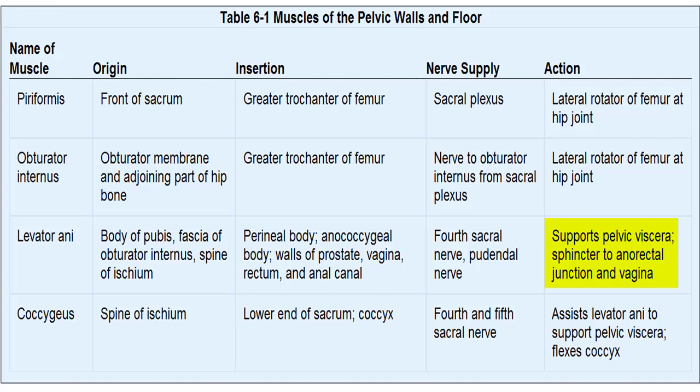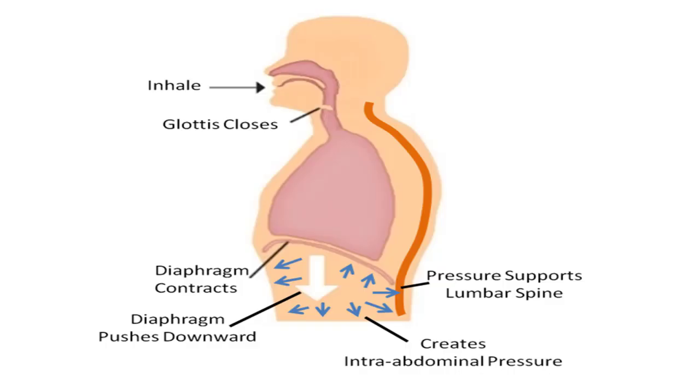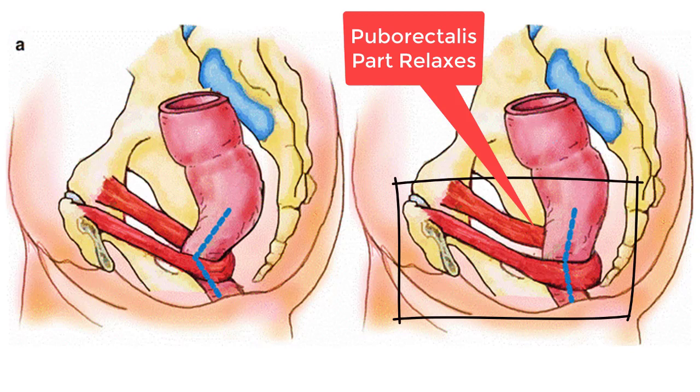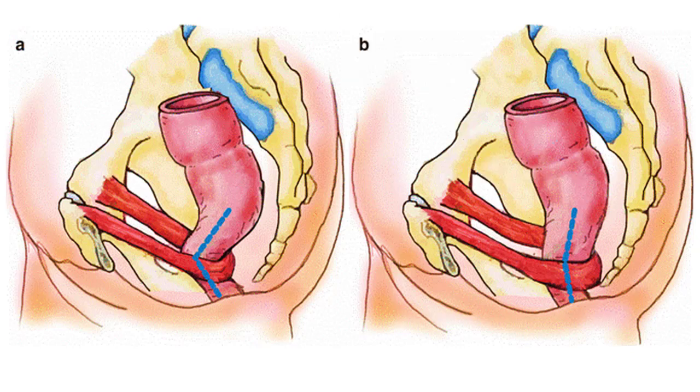So remember another point as well, that during defecation there is increased intra-abdominal pressure, and this is provided by the contraction of the thoracic diaphragm and the muscles of the anterolateral abdominal wall. During defecation the levator ani muscle is not contracted, especially its puborectalis part. So this part of levator ani relaxes, and this allows the urination and the defecation process.